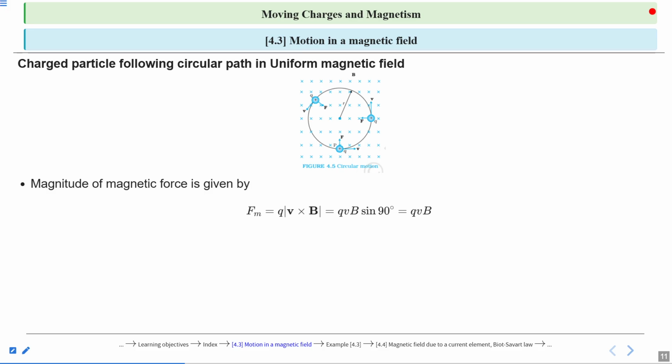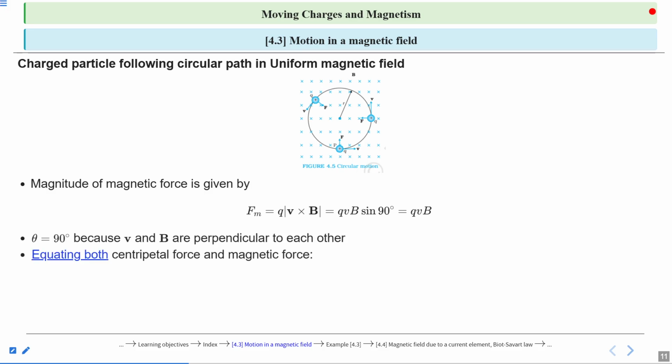The magnetic field is directed perpendicular to the plane of paper and inside, and the direction of velocity is in the plane of paper, so both are perpendicular. So sin 90 degrees is 1, and the magnetic force is qvB. Equating both, because the centripetal force is being provided by the magnetic force, mv squared by r is equal to qvB.